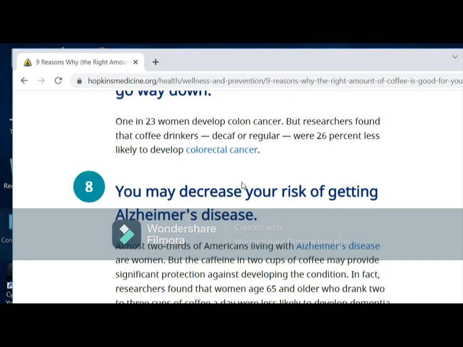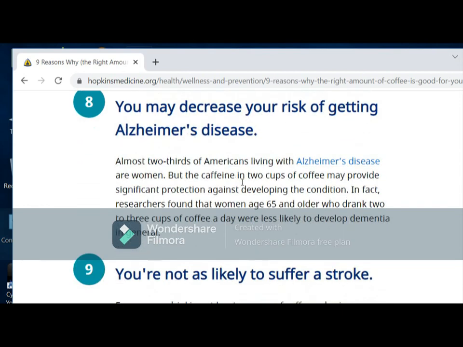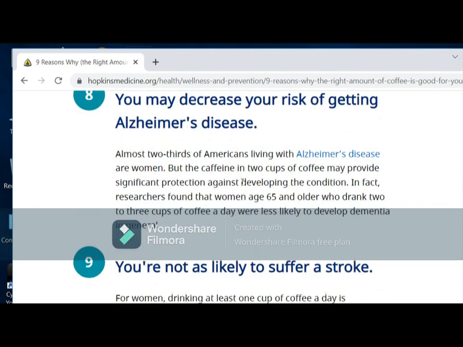Almost 2/3 of Americans living with Alzheimer's disease are women, but the caffeine in 2 cups of coffee may provide significant protection against developing the condition. In fact, research has found that women aged 65 and older who drank 2 or 3 cups of coffee a day were less likely to develop dementia in general. Have you heard that? Good.